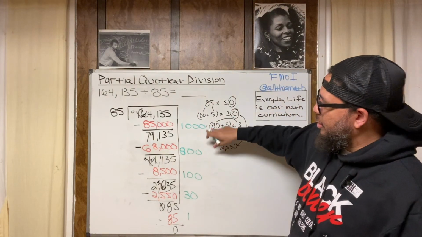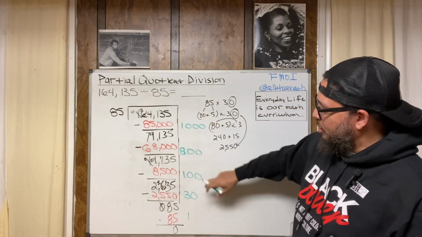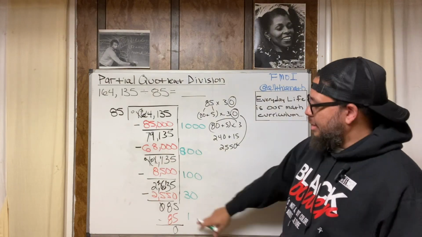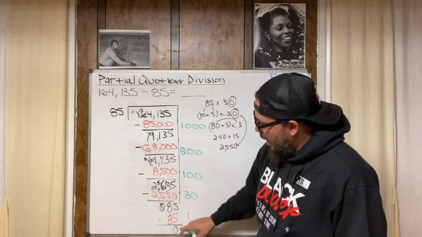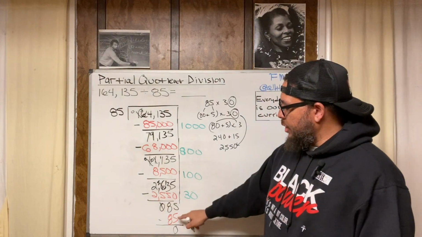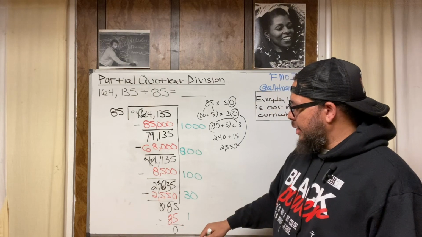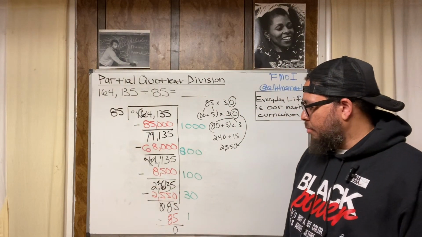You take all this. This is a partial quotient. This is a partial quotient. Sometimes you're going to get a remainder. How do you know when to stop? So if you don't end up with 0, if you end up with a number that is less than your divisor, that's when you know to stop.